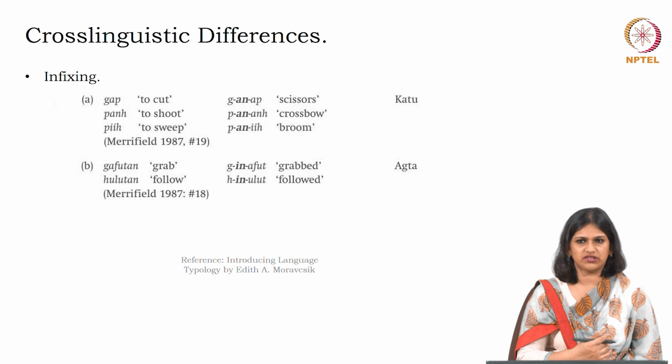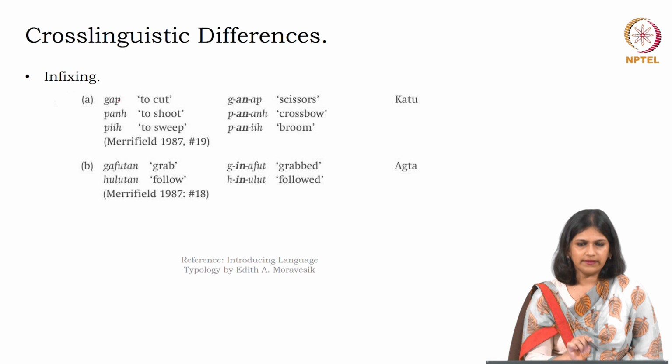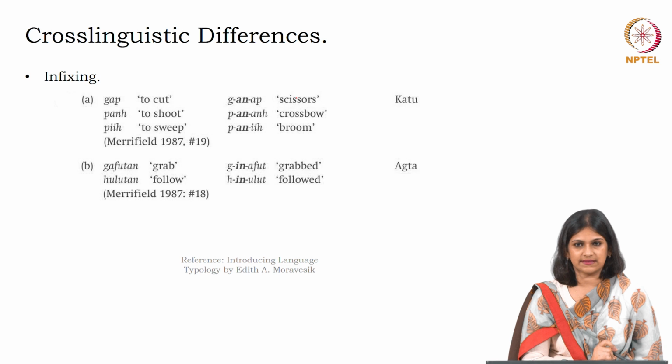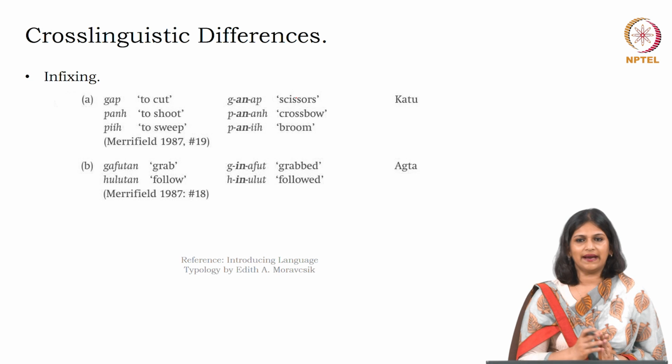So in this case, let's do the analysis of the data. I think that the language is spoken in the Philippines. So look at the data here. When you say gap, that means to cut. That's the Katu data, right? And ganap becomes scissors. So something to cut and something which is going to be scissors, something to shoot and something which is crossbow, something to sweep and the instrument used for sweeping is broom.